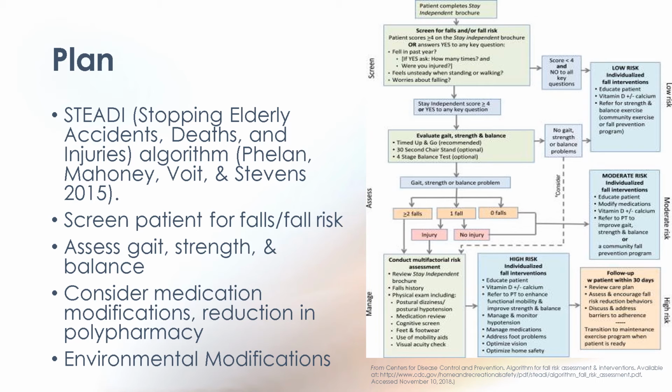It's a comprehensive assessment that you can use with your patients, and it has been shown to decrease the risk of falls and helps you to identify whether they're at low, moderate, or high risk for falls. In addition to the algorithm on the right, you should consider medication modifications and a reduction in polypharmacy, and also environmental modifications. For this patient, he does have scatter rugs in the home, and it was discussed with him and his son that they either needed to be secured to the floor or removed.